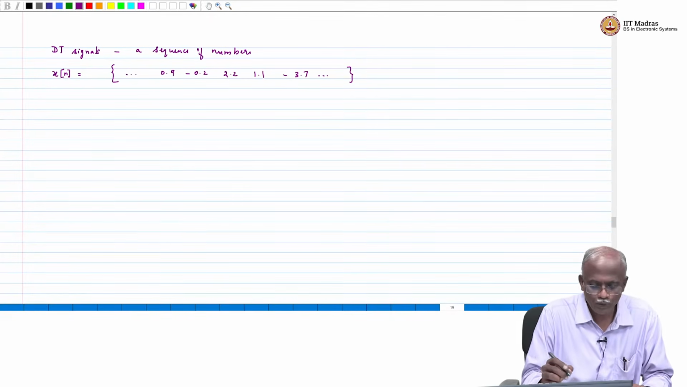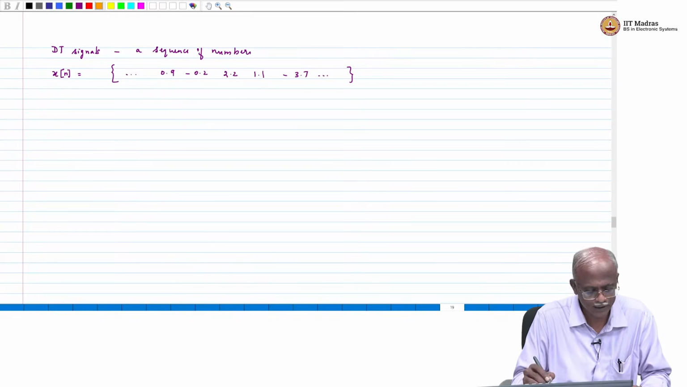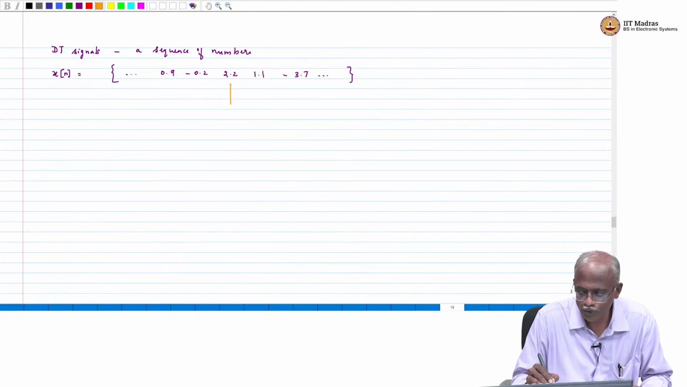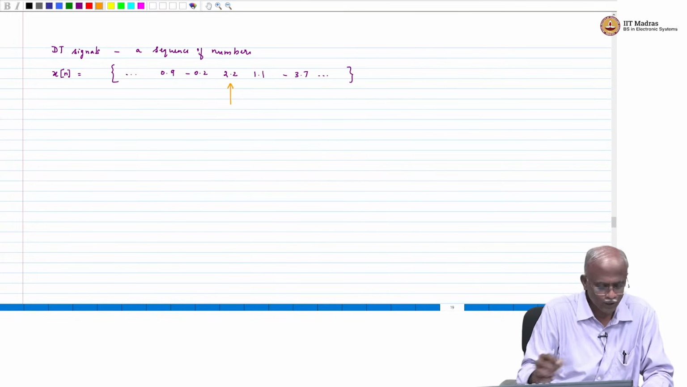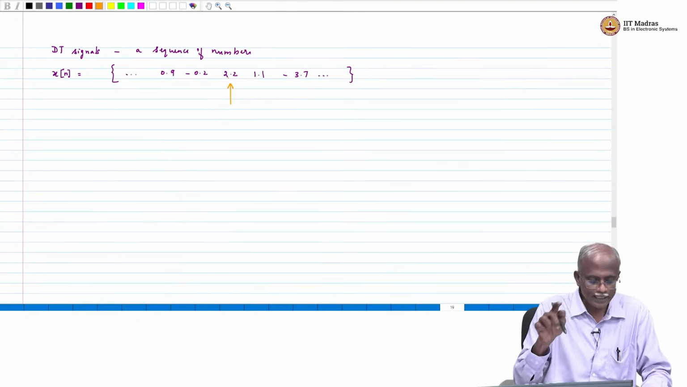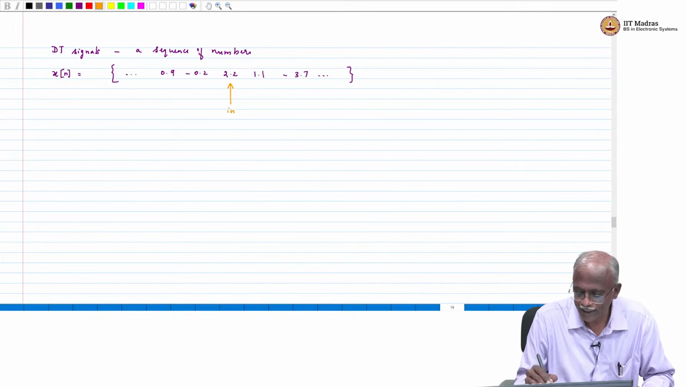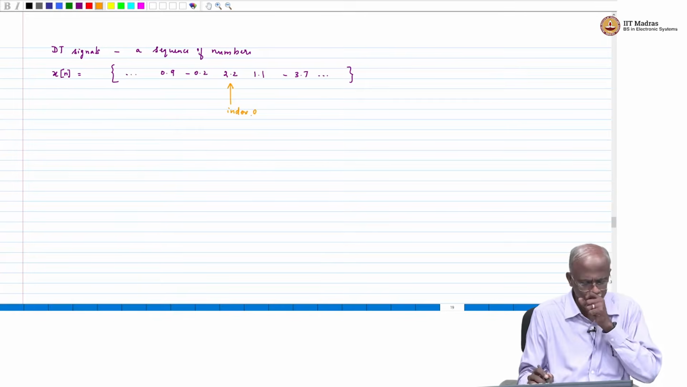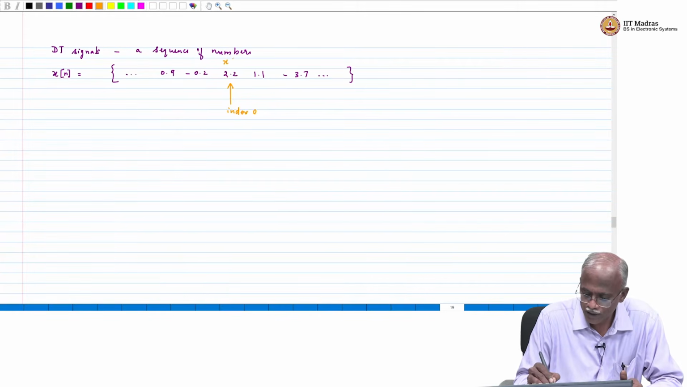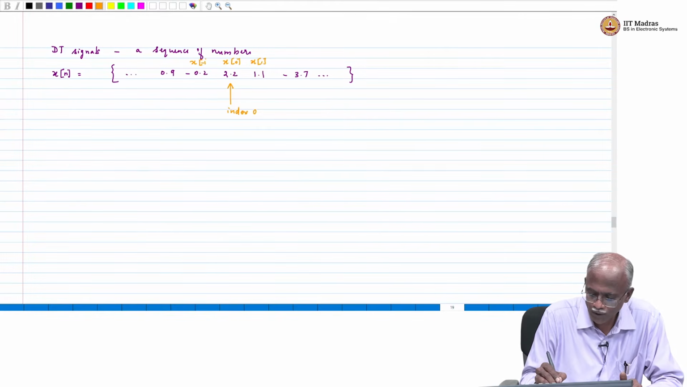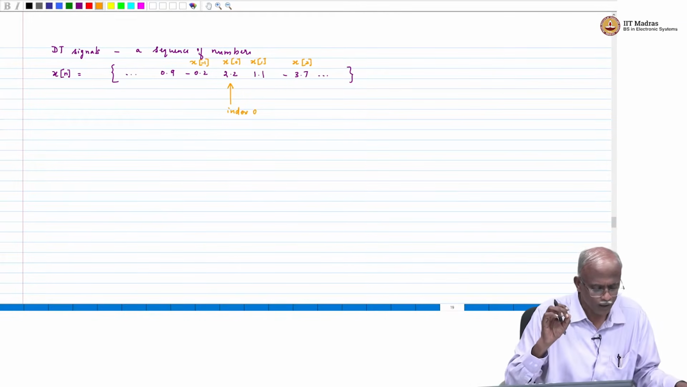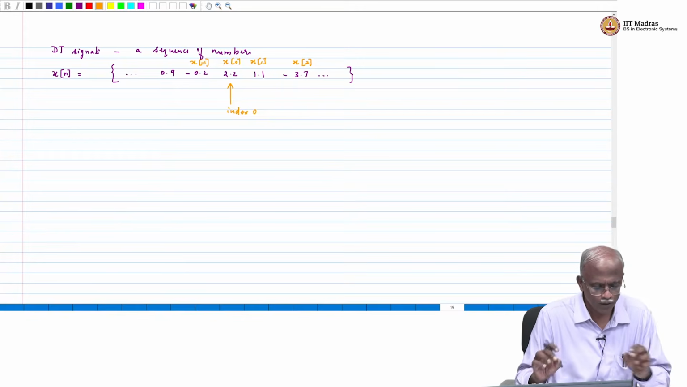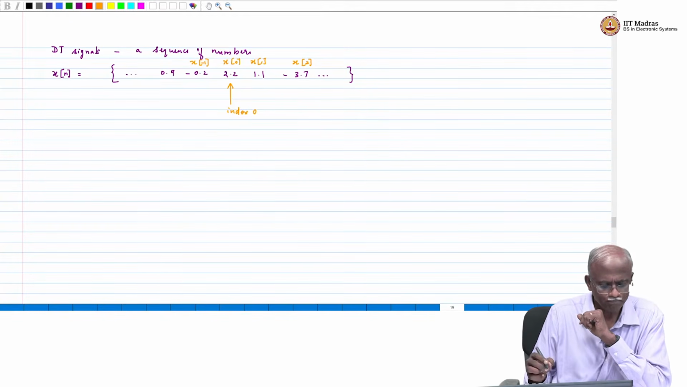So, one of the things that you would have to have for this sequence is to know which corresponds to the 0 index. From there you can count plus 1, plus 2, plus 3, minus 1, minus 2. So, an arrow is always indicated to show this is index 0. Then this becomes x of 0, this sample becomes x of 1, this sample becomes x of minus 1, then you have x of 2 and so on. That is the notation that we would use for a discrete time signal.